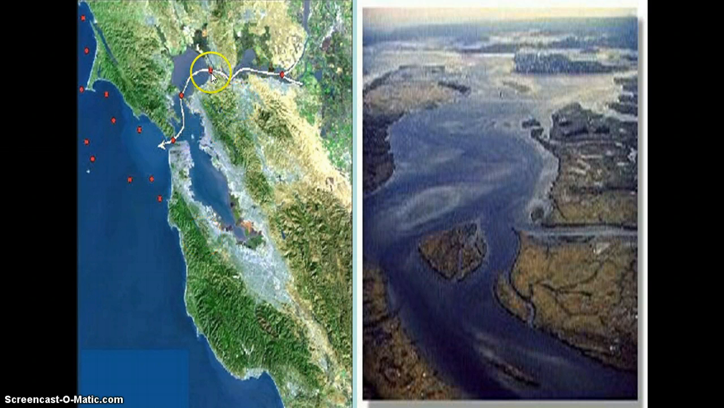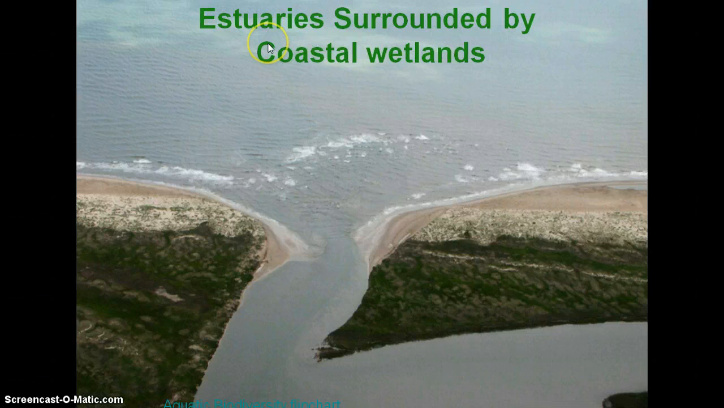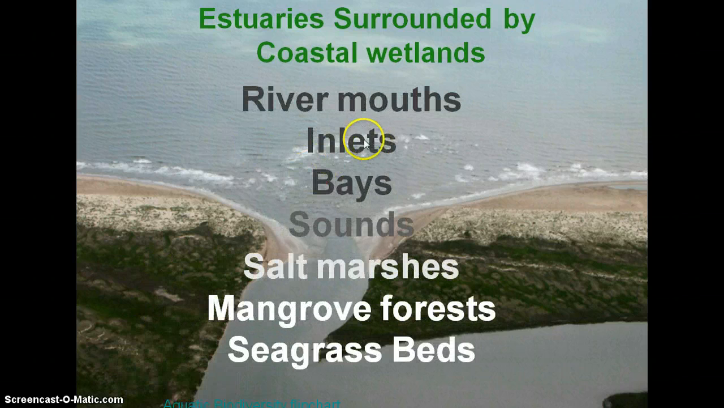And here's a better picture. It's like an aerial view of brackish water or an estuary forming from where fresh water and salt water come together. Estuaries are surrounded by coastal wetlands, and they have many important features, and they can also be called or are known as river mouths, inlets, bays, sounds, salt marshes, mangrove forests, and seagrass beds. So whenever you see these names, you're going to think of those things.